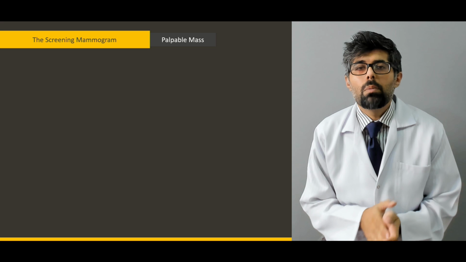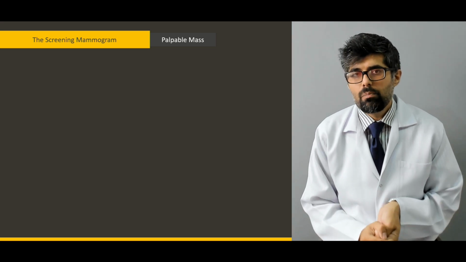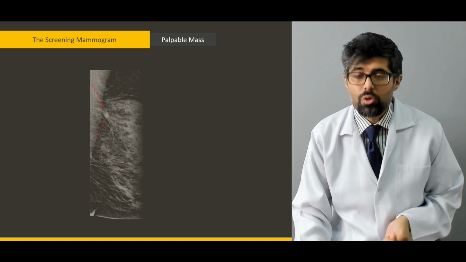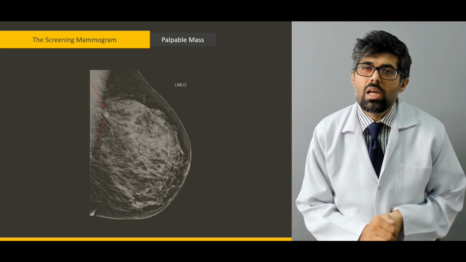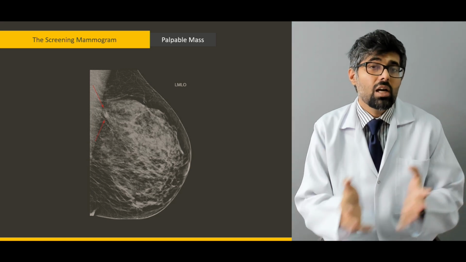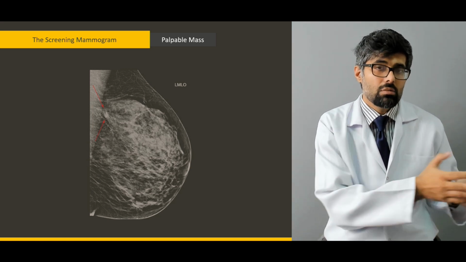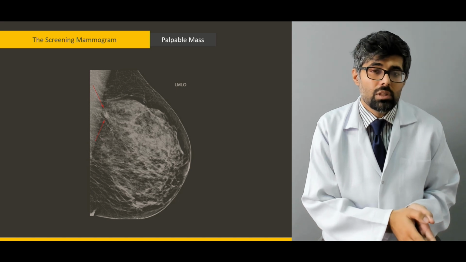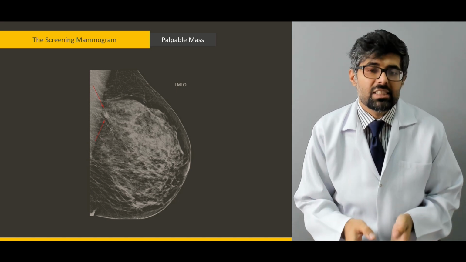Next, we'll learn about the palpable mass. Now, palpable masses are usually found on the physical exam. And then from the physical exam, if the patient is not having a yearly mammogram, then a mammogram is performed and those masses are examined.